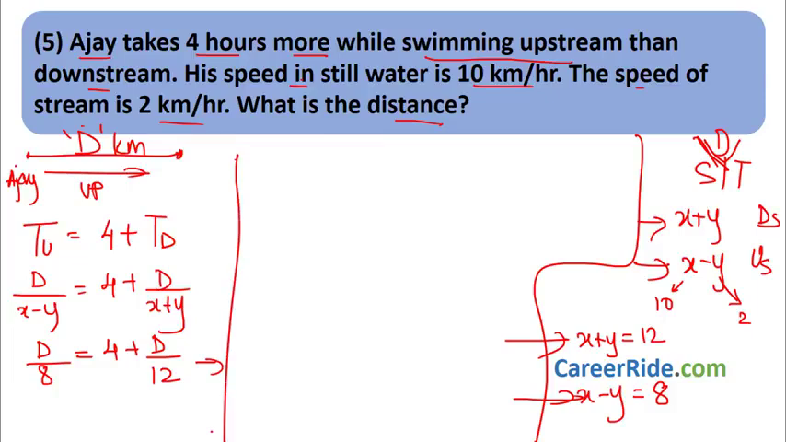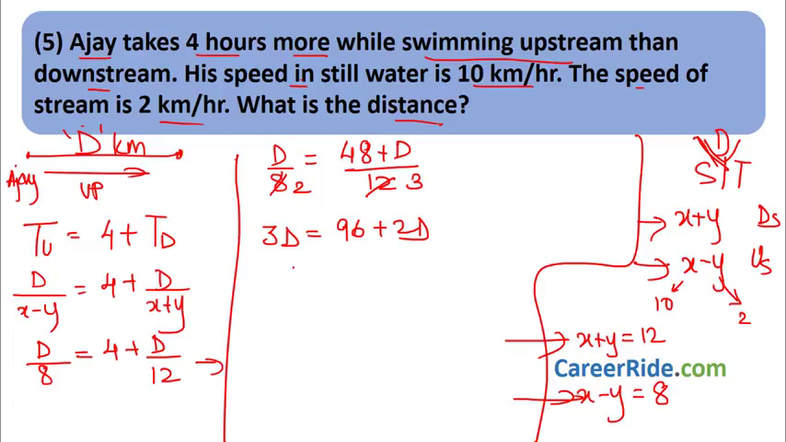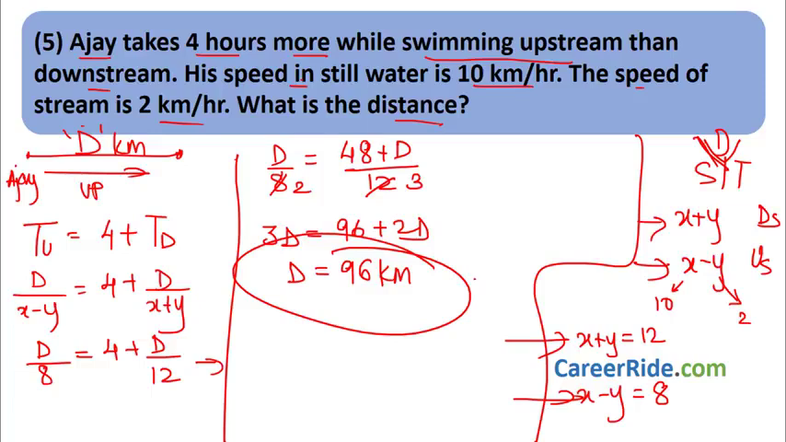Let us solve this. What do we get? d upon 8 equals 12 4s are 48 plus d upon 12, because 12 is the LCM. So we have 3d equal to 96 plus 2d. d would be equal to 96 kilometers. The distance traveled by Ajay to that place is 96 kilometers. So Ajay goes 96 kilometers upstream, again comes back 96 kilometers downstream, correct? So this is the answer.